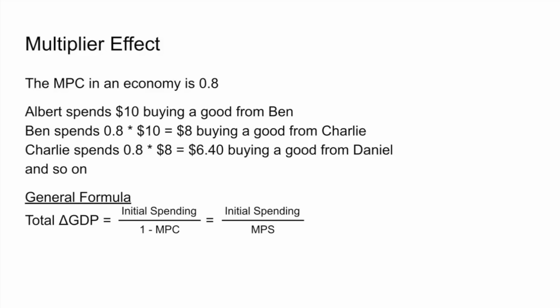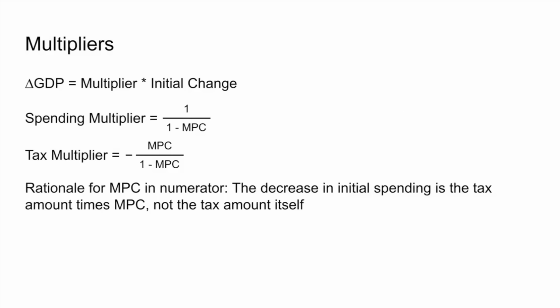or just MPS. So in general, the change in GDP is equal to the multiplier value times the initial change of that value. So we saw that the spending multiplier should be equal to 1 divided by 1 minus the marginal propensity to consume. And the tax multiplier is equal to negative MPC over 1 minus MPC.